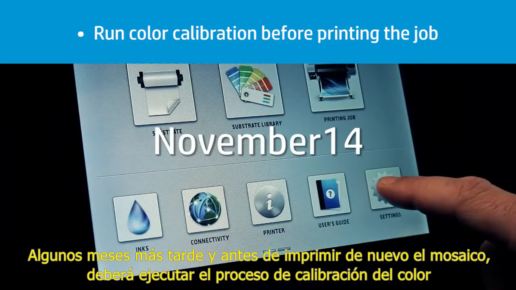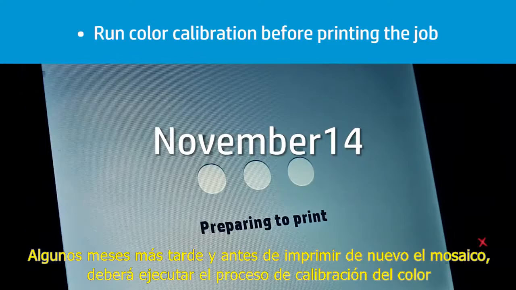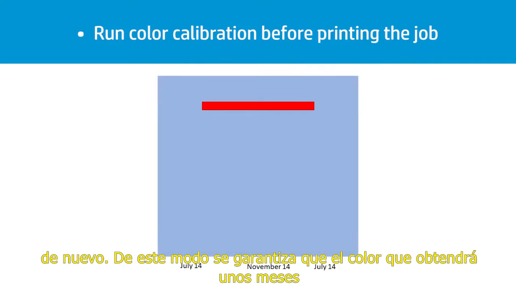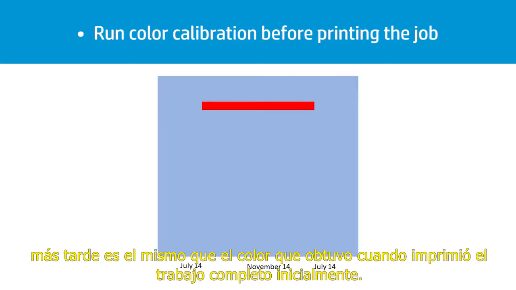Some months later, and before printing the tile again, you should run the colour calibration process again. This ensures that the colour you get some months later is the same as the colour you got when you initially printed the complete job.